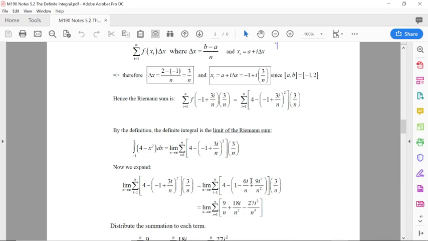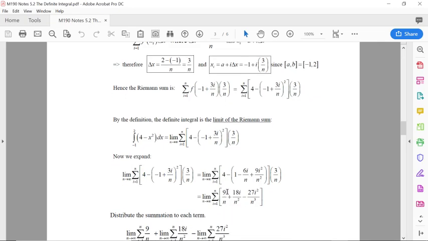4 minus 1 is 3. 3 times 3 over n gives us 9 over n. Distributing the negative, and then multiplying by 3 over n, we're going to get a positive 18i over n squared, and a negative 27i squared over n cubed. So we have these. Now, we can distribute the summation to a sum of terms. That is, the sum of a plus b plus c is the sum of A plus the sum of B plus the sum of C.